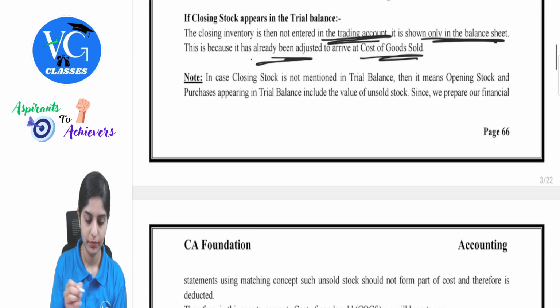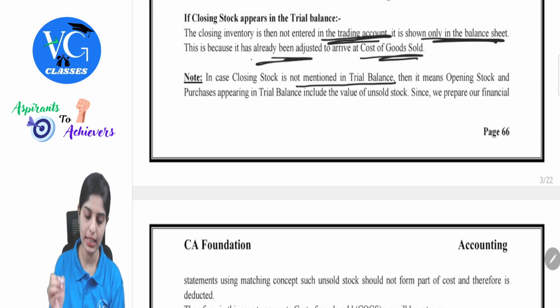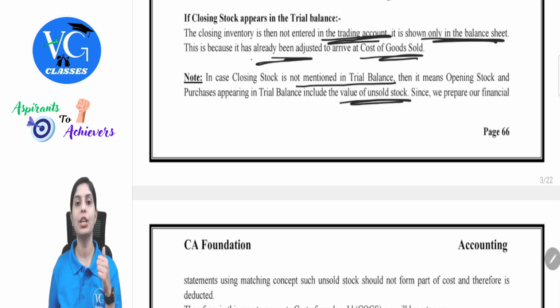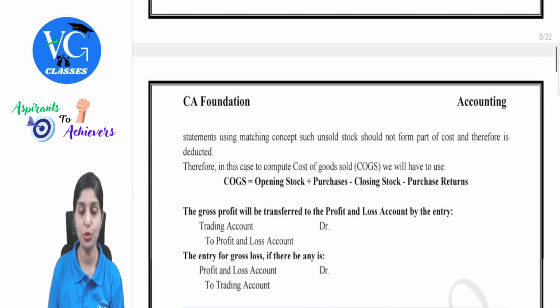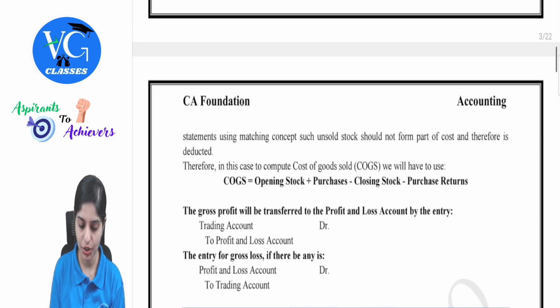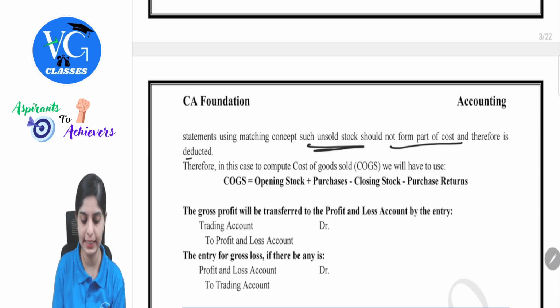In case closing stock is not mentioned in trial balance, then it means opening stock and purchases appearing in trial balance include the value of unsold stock. That is, whatever is reflected as opening stock and purchases in trial balance has a closing stock proportion, which is not at all separately identified yet. Since we prepare our financial statements using the matching concept, such unsold stock should not form part of cost and therefore is deducted.